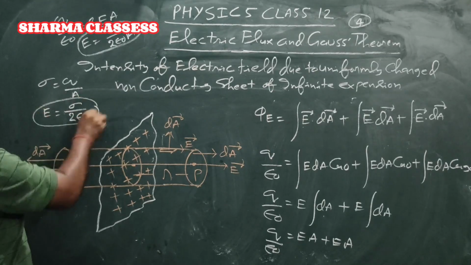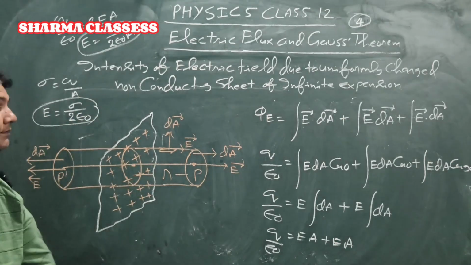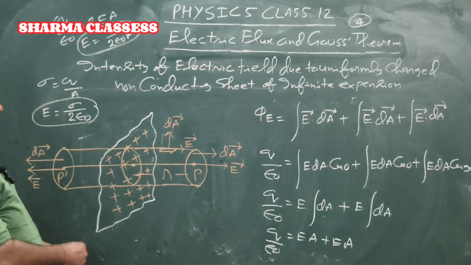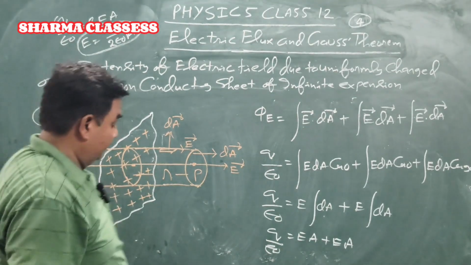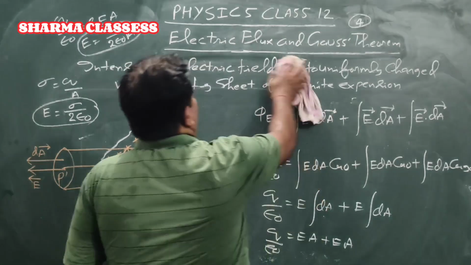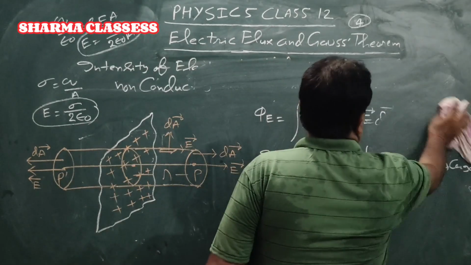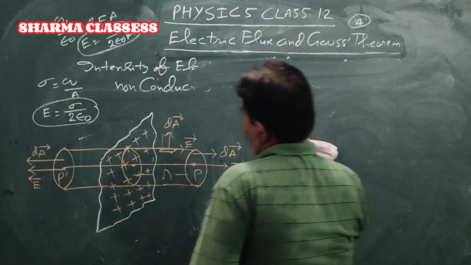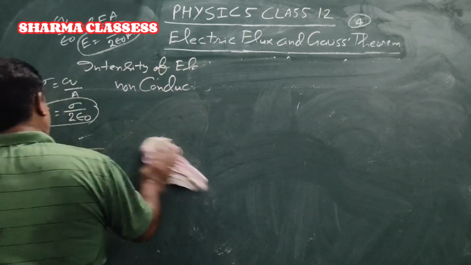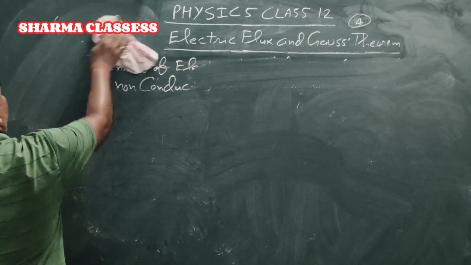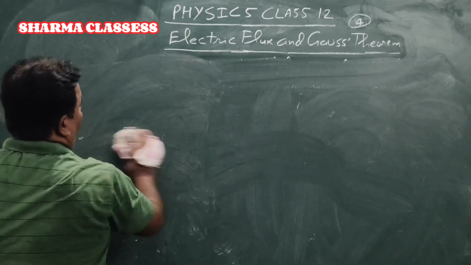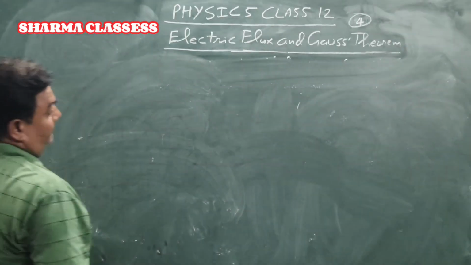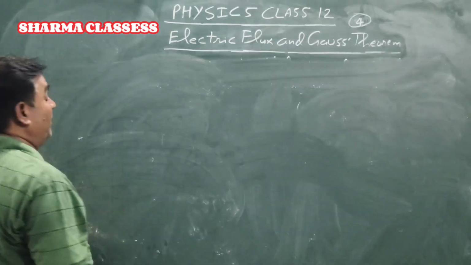You can see that this electric field does not depend upon the distance. That is very important. And now, lastly, the intensity of electric field due to two charge sheets of infinite expansion.